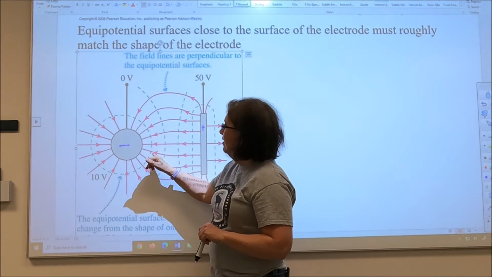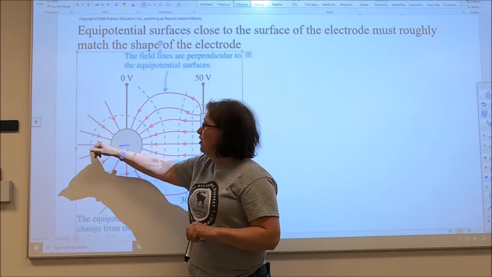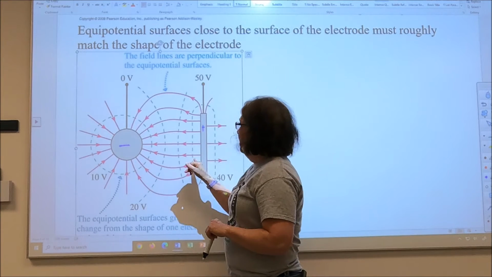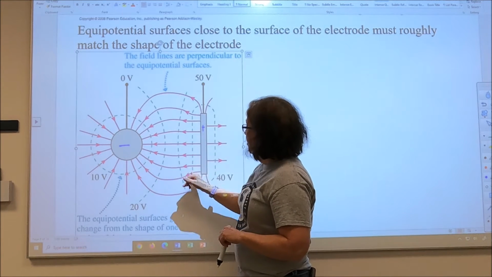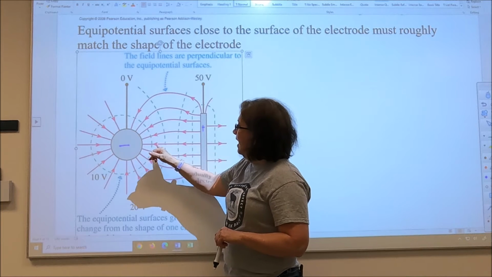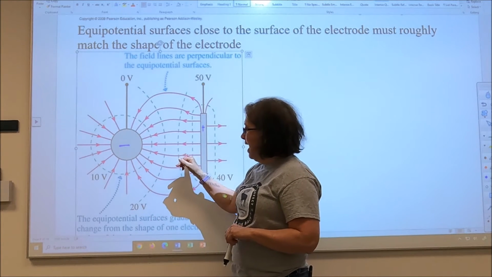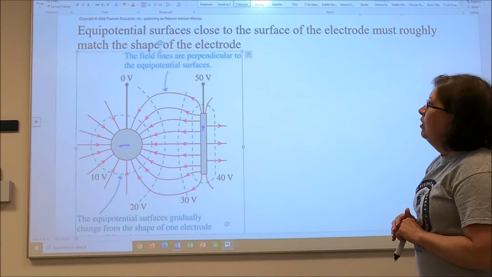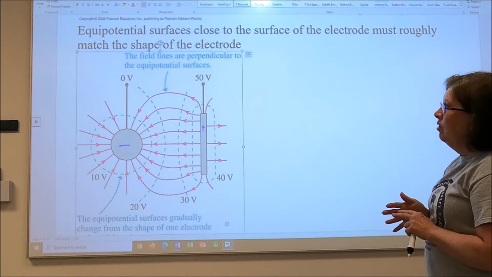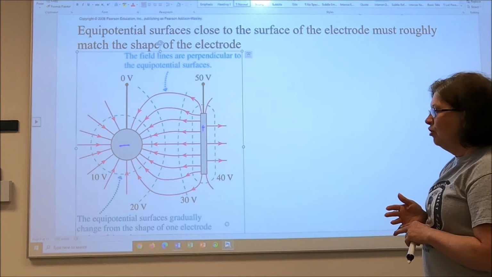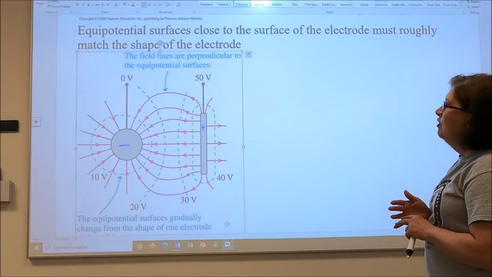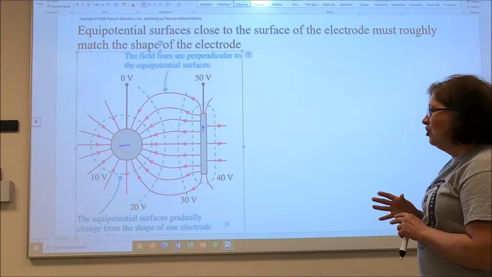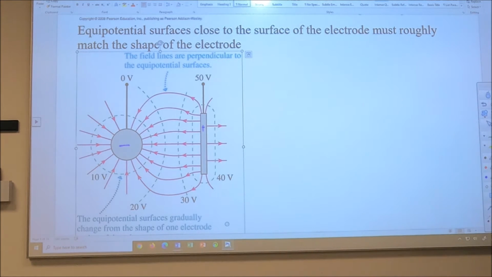What I want you to notice here is that close to the object, the shape of the equal potential surface is close to the shape of the object. It mimics the shape. But as I get further away, because these 2 are weird shapes, notice how the equal potential surfaces start to distort. The field lines are always perpendicular to equal potential surfaces, and their shape is close to the shape of the electrode when you're in close, and they gradually change shape from one electrode to the other.